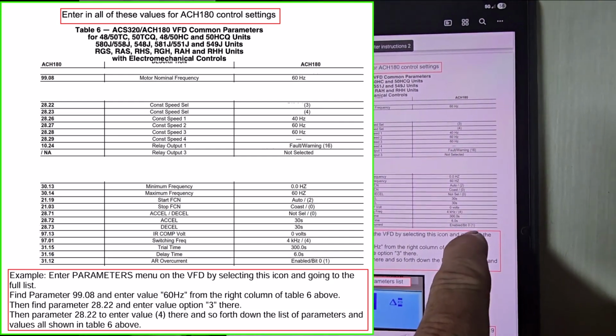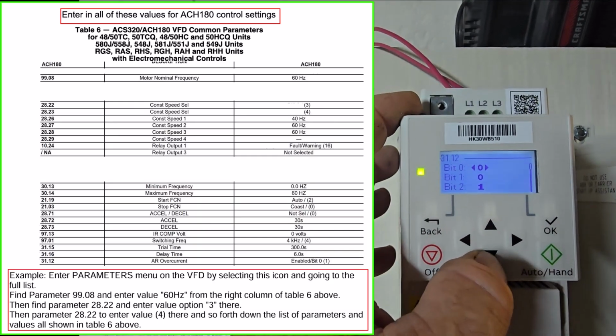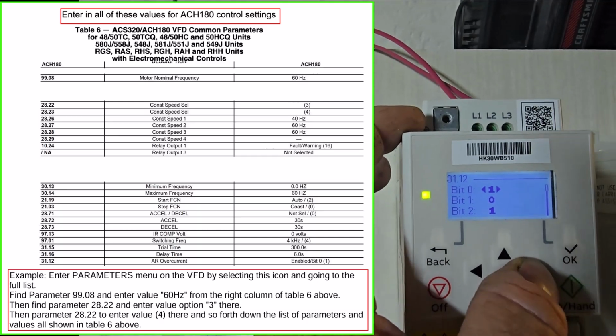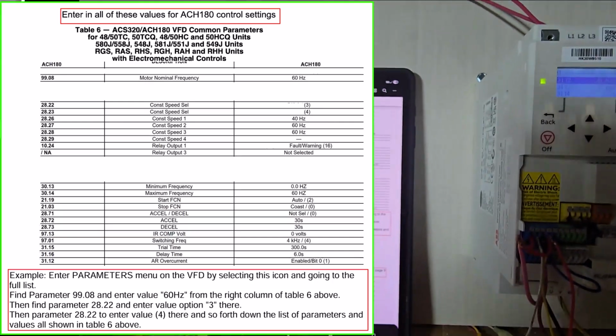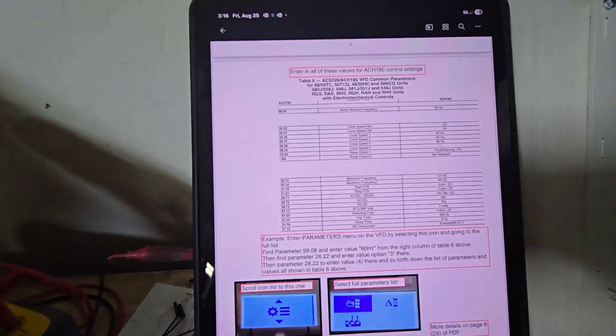So we need to change that bit 0 to 1. So we're going to enter that. Bit 0, which is, you scroll these down, these are the different ones. So bit 0 is a 1. Enter. So that's what we want for that. That's it for those.